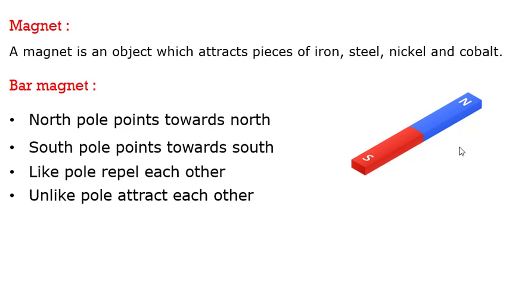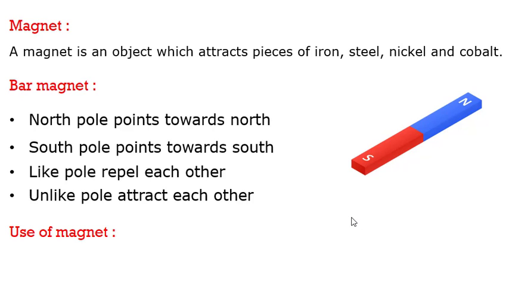Now suppose I cut this bar magnet at this particular point. It is not that I have only a north pole in this piece and only a south pole in that piece. When I cut this bar, again this part has a north pole and a south pole. When I cut again, again I have a north pole and a south pole. So that means north pole and south pole always exist together. You cannot have only a north pole or only a south pole. So we have understood what a magnet is. It is an object which attracts iron, steel, nickel, cobalt, and such objects.